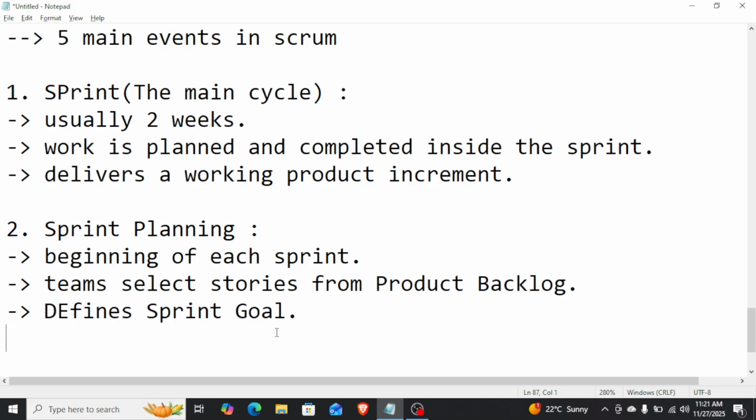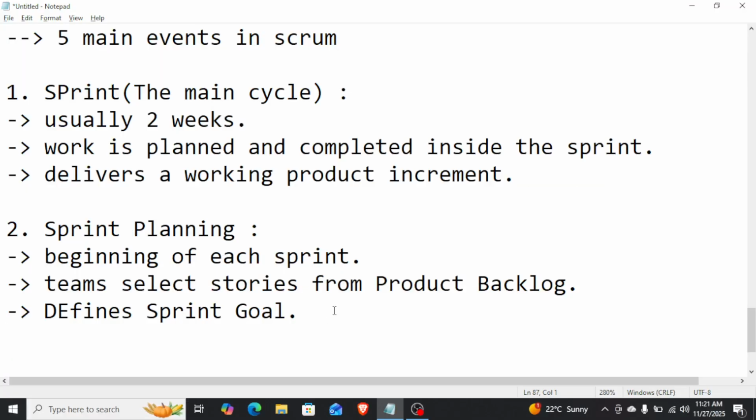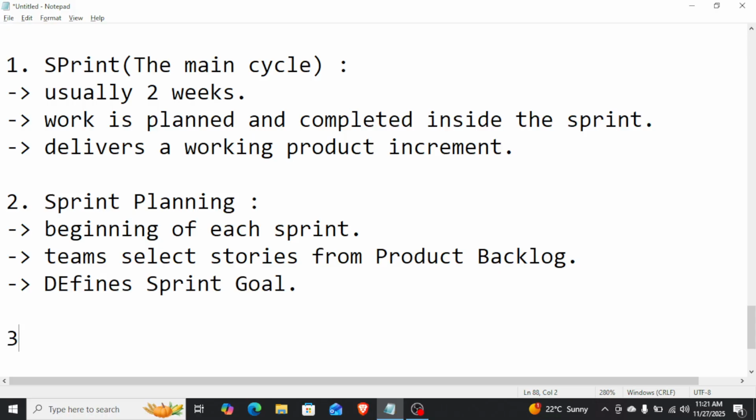Third one is daily scrum. It is a daily stand up. The stand up is a 15 minutes meeting. Each team member answers what did I do yesterday, what will I do today, any blockers. This helps track progress daily.